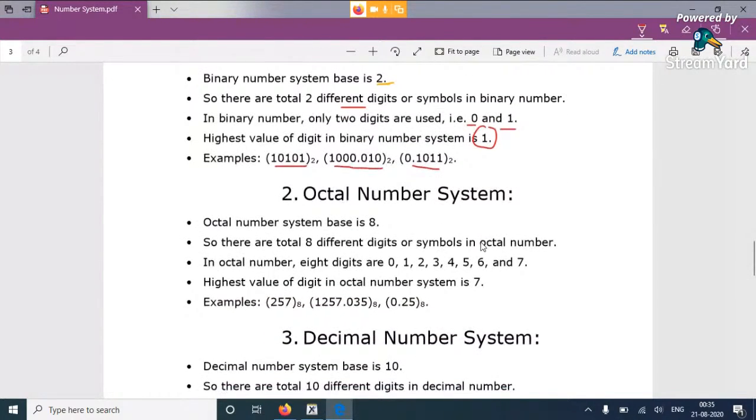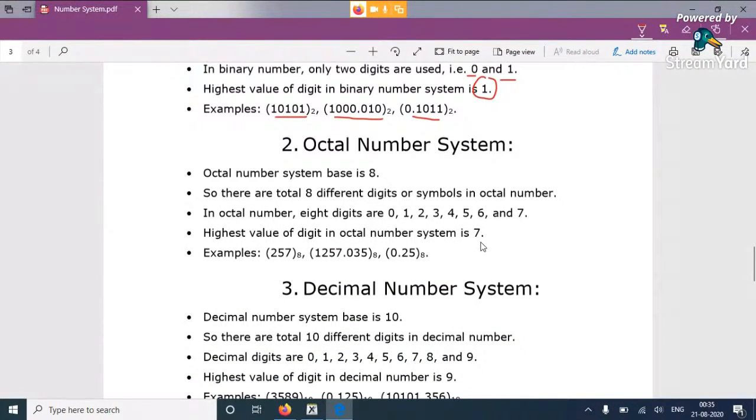Next is the octal number system. The octal number system has base 8. So there are a total of 8 different digits or symbols in octal numbers. The 8 different digits are 0, 1, 2, 3, 4, 5, 6, and 7. So the total number of symbols is 8. The highest value of a digit in the octal number system is 7.